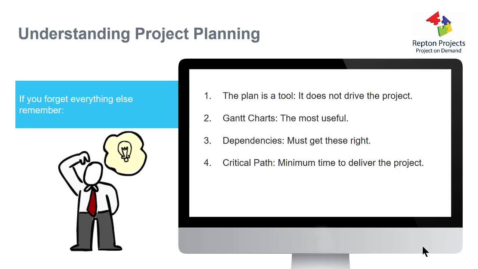So that brings me to the end of our Seminar 4. So yet again, I'd just like to recall, if you forget everything else that I've been speaking about today, please remember these 4 things. The plan is a tool. It's there to help you manage the project. It doesn't drive the project itself. You've got to do that as the PM. Also, Gantt charts are the most useful tool. The dependencies, you've really got to get these right, and also make sure that you understand what the critical path is and how to maintain that critical path, which is the minimum time to deliver your project.